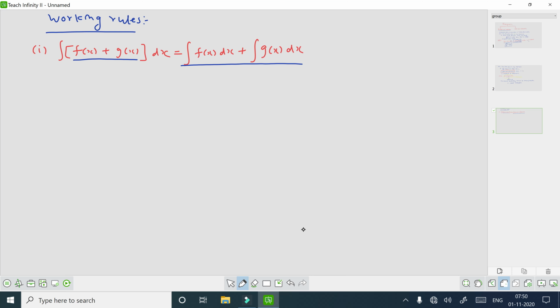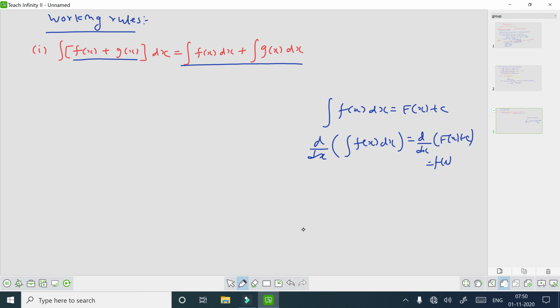Now see, we already saw that the integral of f of x dx is equal to capital F of x plus c. If you differentiate with respect to x on both sides, then what do we get? See here, the integral f of x dx is equal to d by dx of capital F of x plus c, and that is our given function f of x. That means whenever an integral is given to us, and if we differentiate it with respect to x, then we get the original function. Clear? Keep this in mind.